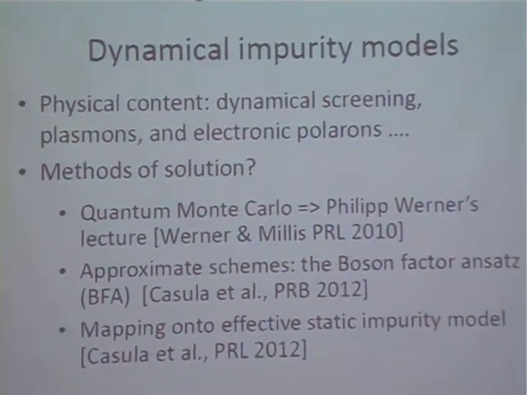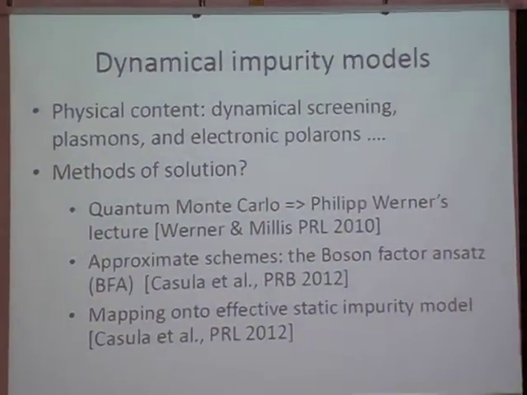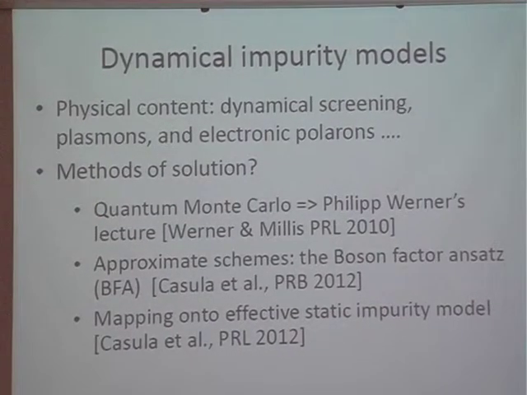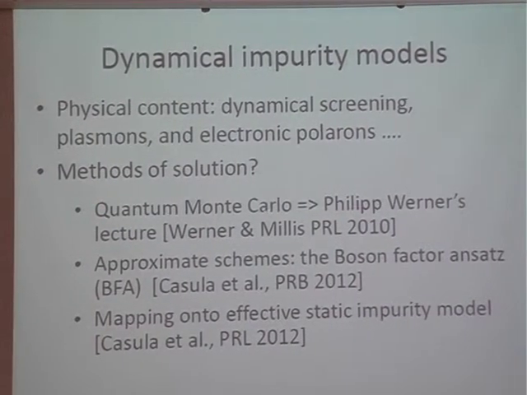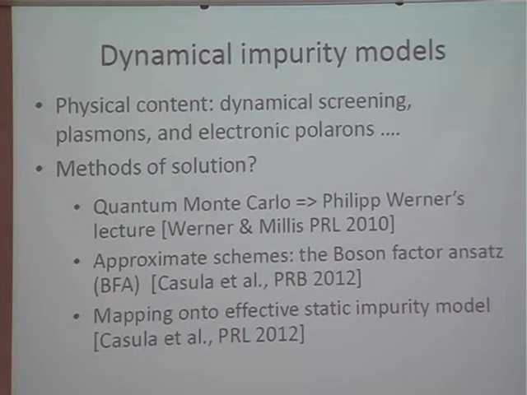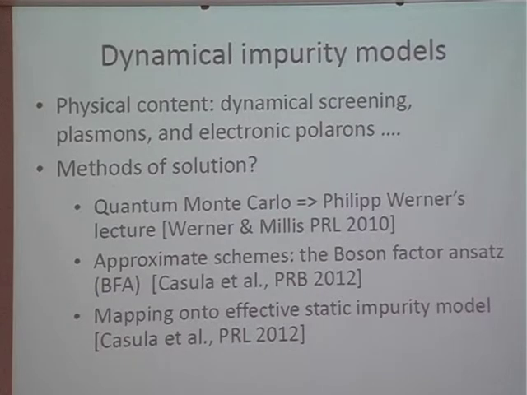Okay, these are the few words I want to say in general about methods of solution. There is very nice Quantum Monte Carlo nowadays that Philip will explain to you and that you can look up in this reference by Philip and Andy. Then we developed an approximate method, which is nice precisely in the anti-adiabatic limit and very cheap, because essentially it allows you to do calculations with dynamical U at the cost of calculations with static U. And I will show you the general idea of how that works.